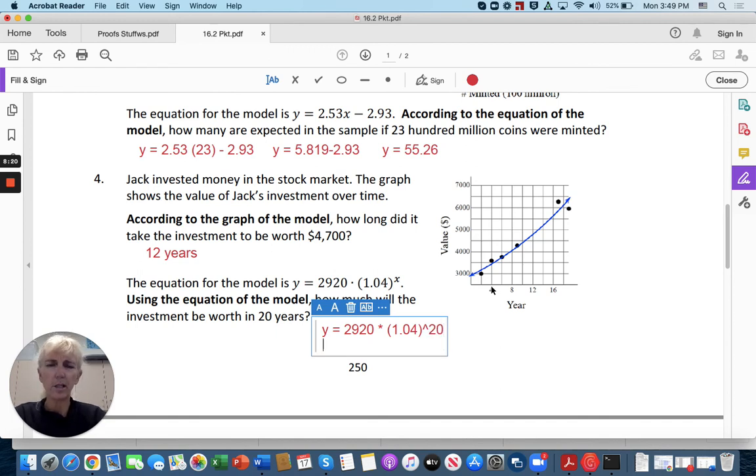On your calculator, you do have to do the exponent first. So I'm going to do 1.04 raised to the power, and I do that by y to the x, 20, equals 2.191, and then I times that by 2920. And I get $6,398.08. Because it was 8 cents, I rounded up.